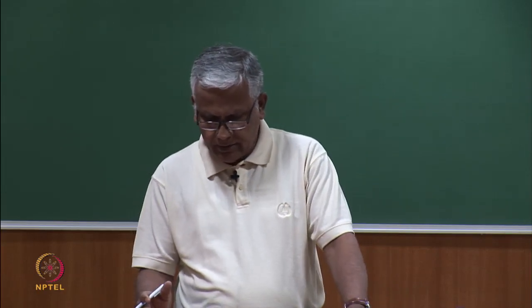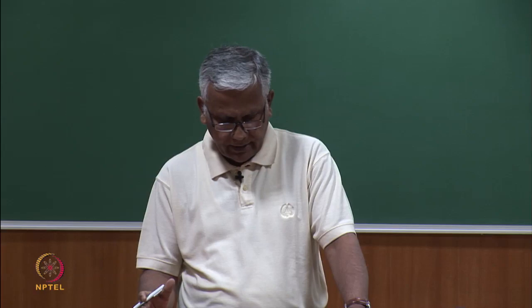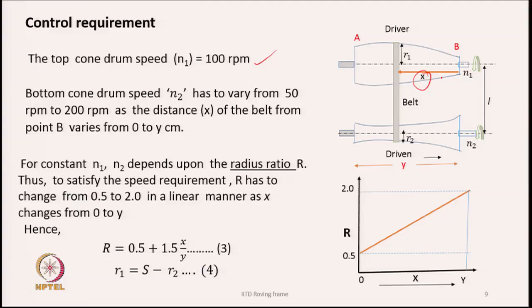Let us say the distance from the end B is x, and the maximum value of x is going to be y, where y is the distance between the two ends of the belts as shown in the diagram.